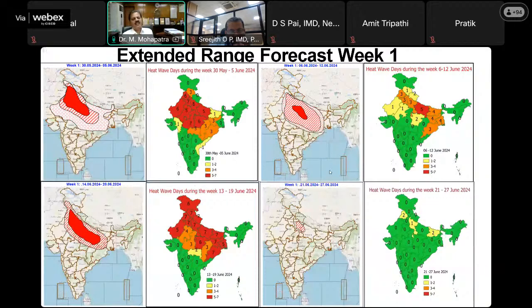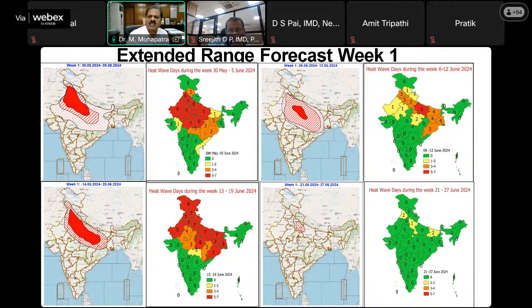Now, we also predicted the heat wave in extended range, that is, forecast for the next 2 weeks. This was a new phenomenon we introduced this summer season, the extended range forecast of heat wave in graphical manner. And you can see the week 1 forecast comparison here. This is the week 1 forecast, May to 5 June. And this was the number of days of heat wave that prevailed as per the forecast.